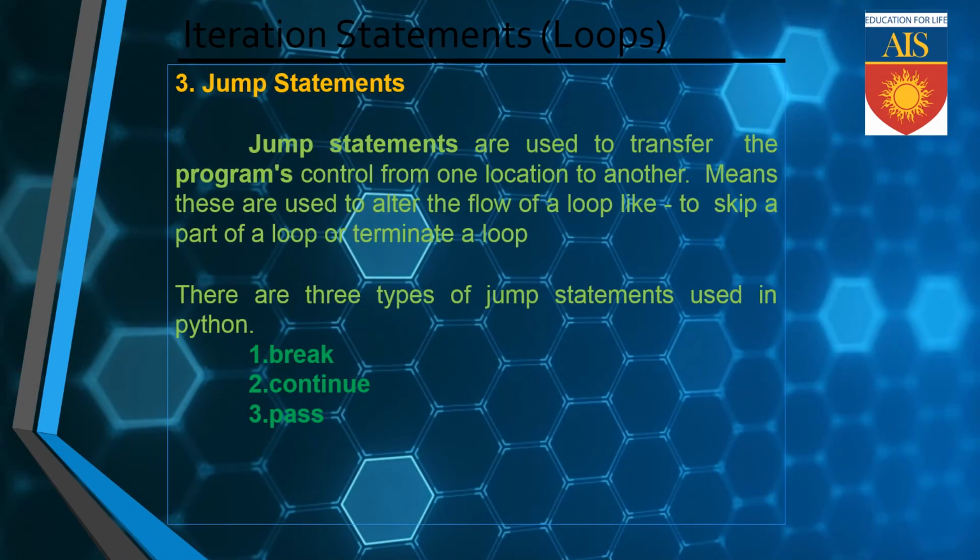Now we will see the jump statement. So what is actually a jump statement? We need to learn it first. Jump statements are used to transfer the program's control from one location to another. That means these are used to alter the flow of a loop, like to skip a part of a loop or terminate a loop. There are three types of jump statement used in Python: break, continue, and pass. These are the three different types of jump statement available in Python.